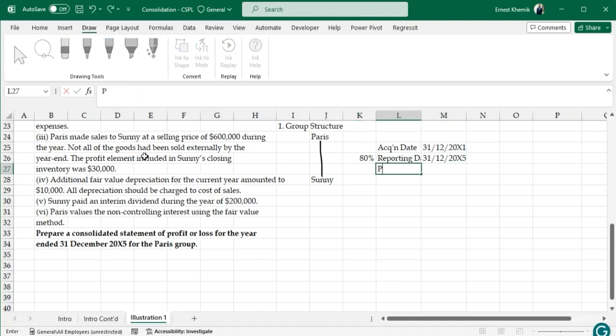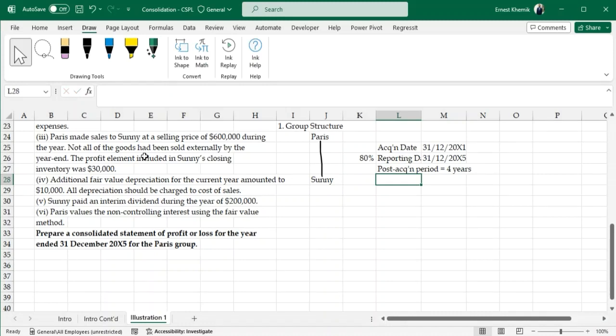So our post-acquisition period is equal to, so we have 31st December 20x1, that is the same as 1st January 20x2. So we have 20x2, 20x3, 20x4 and 20x5. So that's 4 years. All right, so I hope I'm correct. So that's 4 years. Okay, so that is the group structure.